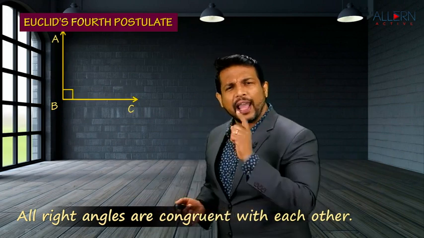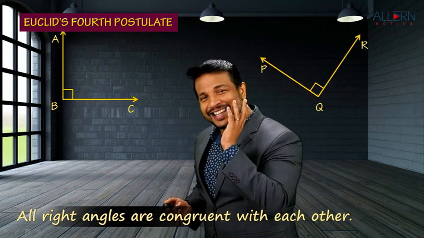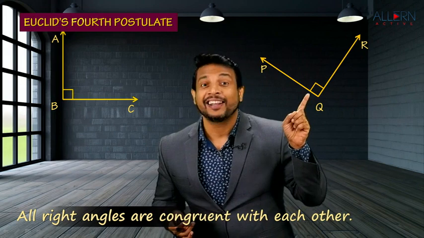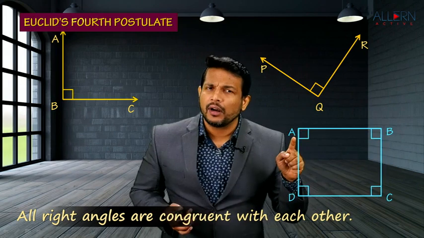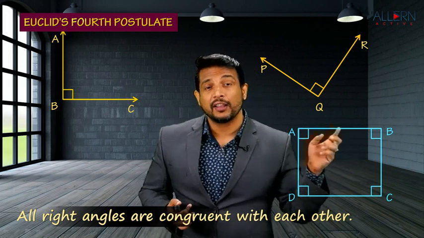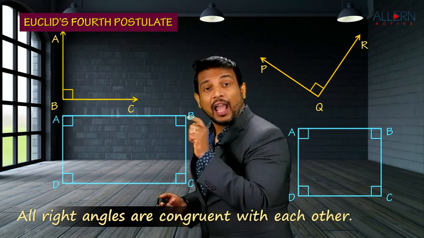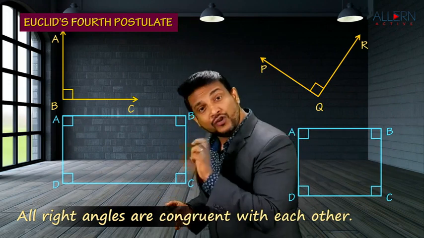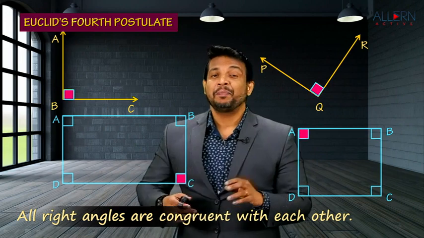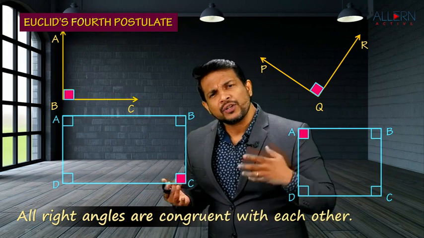Beautiful. If you look here, angle ABC, it's a right angle. What's the measure of that angle? 90 degree. Angle PQR, it's a right angle. What's the measure of that angle? 90 degree. If you look here, this is a square, and in a square, each angle is a right angle. Each of that is measuring 90 degree. It's a rectangle. Angle A, angle B, angle C, angle D. Each angle is a right angle. Its measure is 90 degree. That means you take any right angles, it is congruent because their measures are the same.